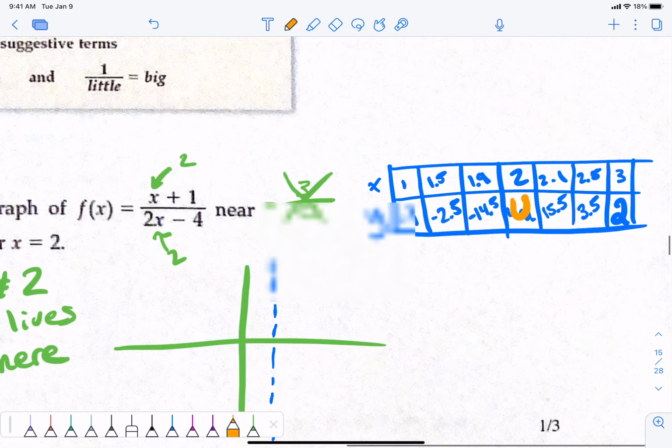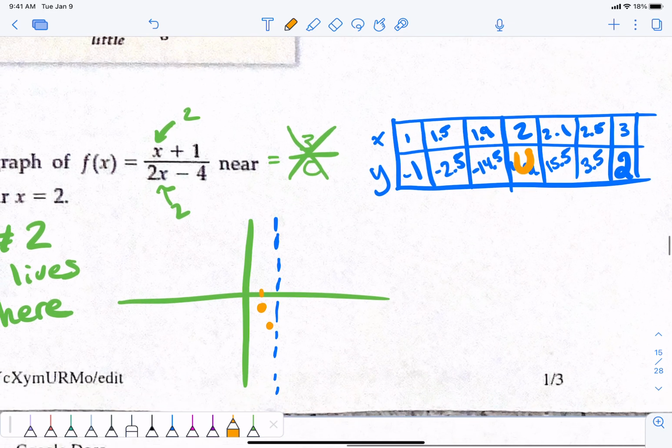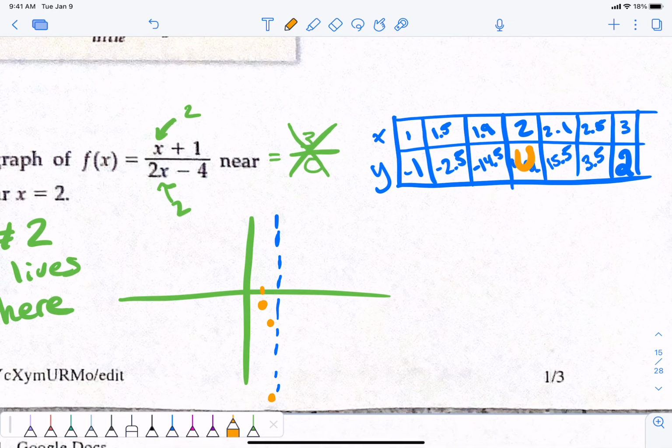All right, 1 is at -1. So I'm going to go over here to 1, and I'm going to go to -1. There he is. 1.5 is -2.5. And then 1.9 is like all the way down here at -14. Do you see what's happening? It's doing like one of these. It's approaching really big negative numbers down below. That means it's going toward negative infinity the closer we get to 2.